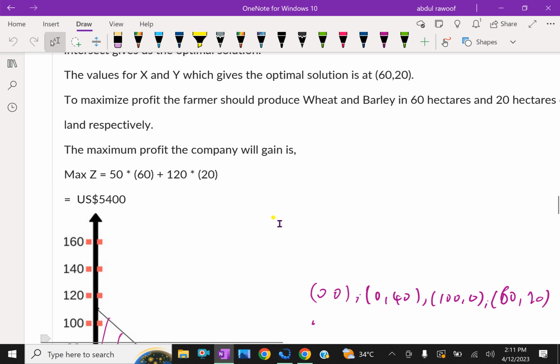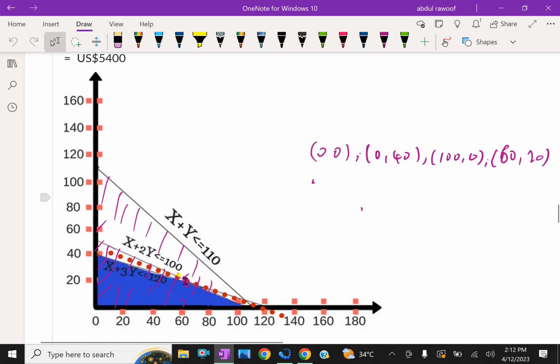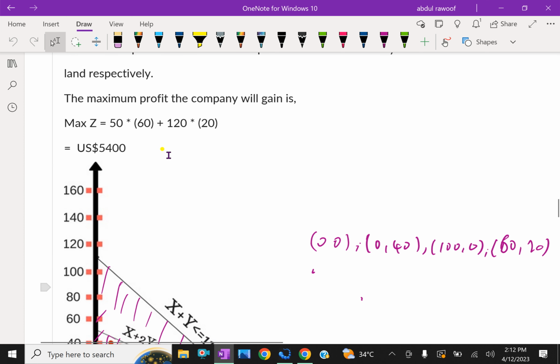You can check. That means 50 into 60 plus 120 into 20, that is the y value, this x value, that is total profit, maximum profit is $5,400. That means in this feasible area, this point is the maximum possible point. So here maximize the profit. We are using that point here by substituting: maximize is equal to 50x plus 120y. X is 60 and y is 20 gives the maximum value. By this we can find the maximum profit.